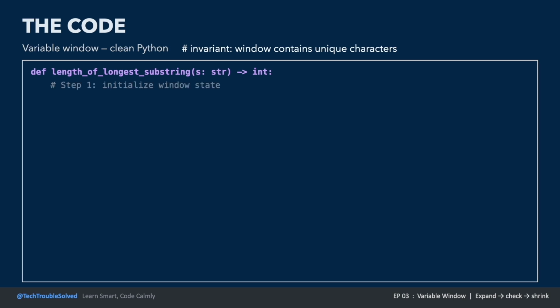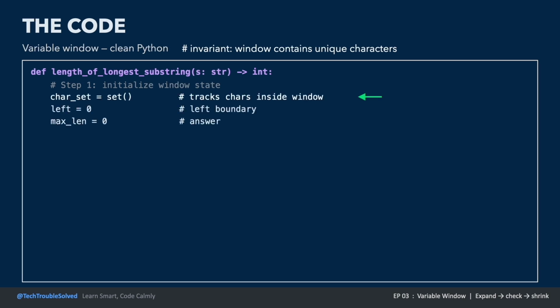Let me break down the 4 things that matter most. Char set. This is your live window memory. At any point in the loop, this set contains exactly the characters currently between L and R. Nothing more. It grows when R adds a character, shrinks when L removes one. The outer for loop. R moves forward every single iteration. This is the expand step. It never pauses, never backtracks. One character at a time, left to right.